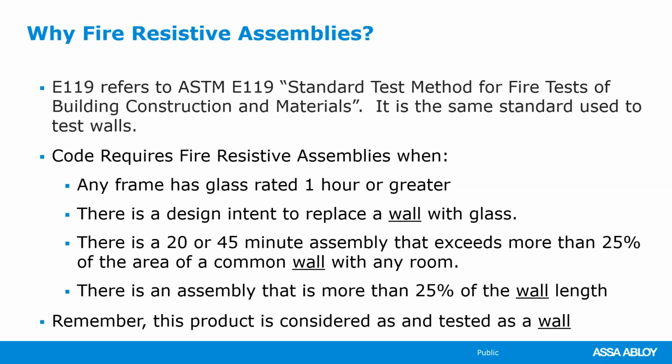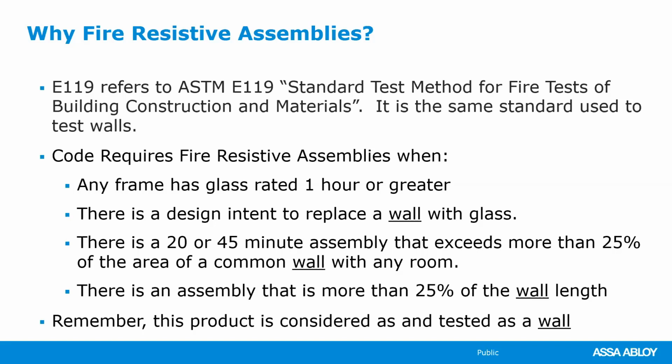That temperature rise rating that I mentioned also includes the frame as well as the glass. That is another difference between fire protective and fire resistive product. Obviously, if you want to replace a drywall wall with a wall with glass, you would need E119 product. If there is a 20 or 45-minute assembly that exceeds more than 25% of the area of a wall, fire resistive product is needed.